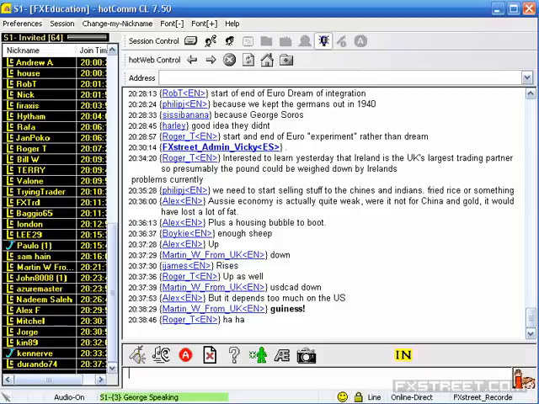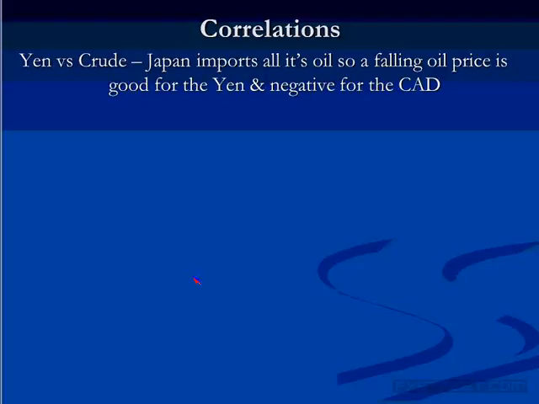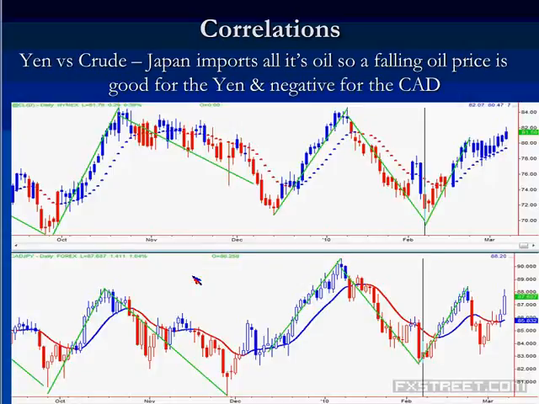Let's just consider one or two of these correlations. Correlation number one that we're going to consider for a moment is the Japanese yen versus crude oil. Now, this is the way it works. Japan imports all its oil, so a falling oil price is generally good for the yen, but it's negative for the Canadians. So that's basic tenet number one. Let's just look at the chart.